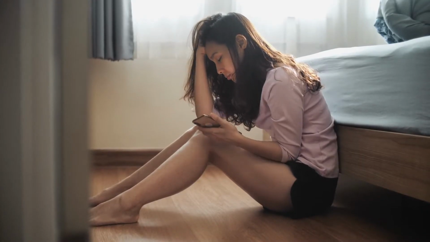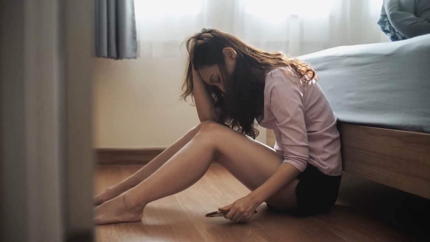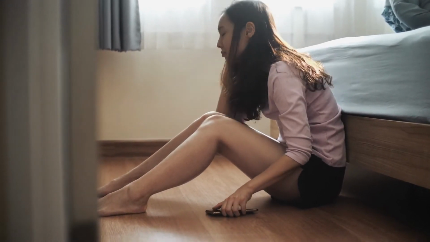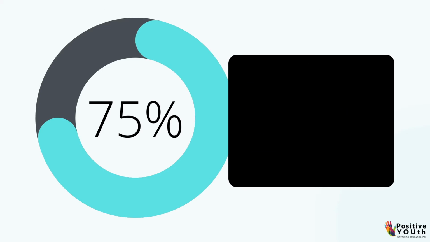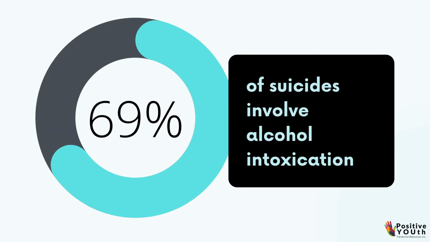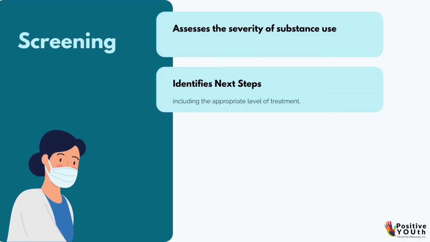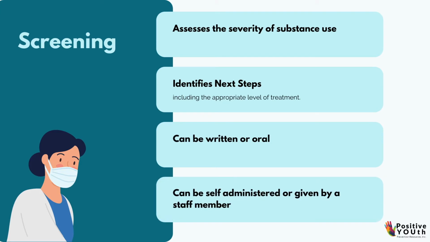Teens with substance use problems are particularly susceptible to suicide and suicide attempts. 75% of suicides involve one or more substances. 69% of suicides involve alcohol intoxication. Screening quickly assesses the severity of substance use and identifies the next steps, including the appropriate level of treatment. Screening can be written or oral and can be self-administered or given by a staff member or a clinician.